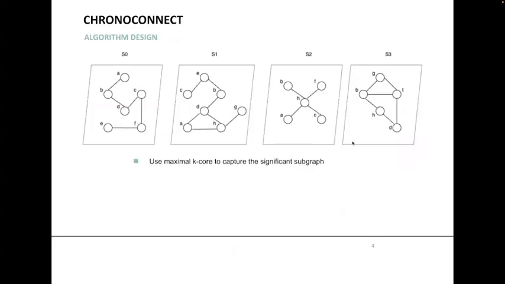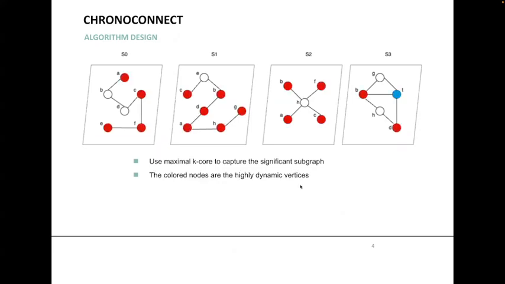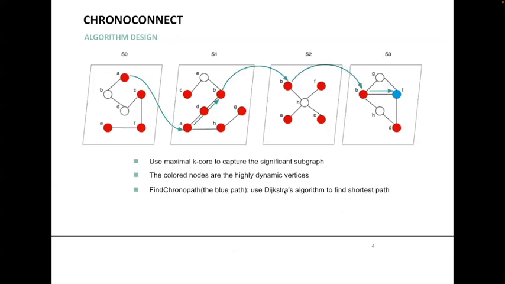We use the maximal K-core to identify a subgraph that includes all highly dynamic vertices, called the significant subgraph. In these snapshots, the colored points are highly dynamic vertices. Then we use the Dijkstra algorithm to find the shortest path from the source vertex to the target vertex. It is the blue path and consists of highly dynamic vertices.